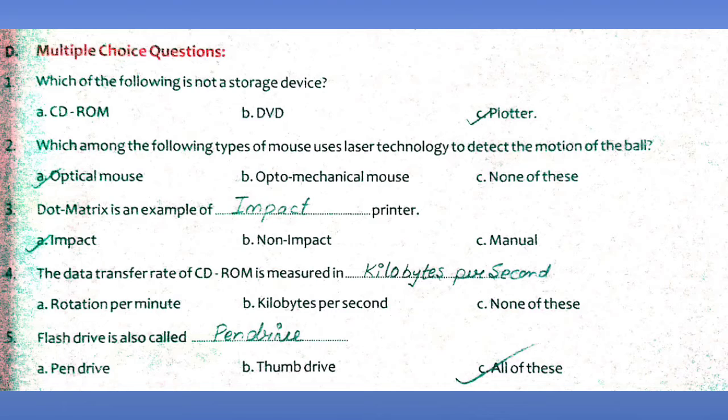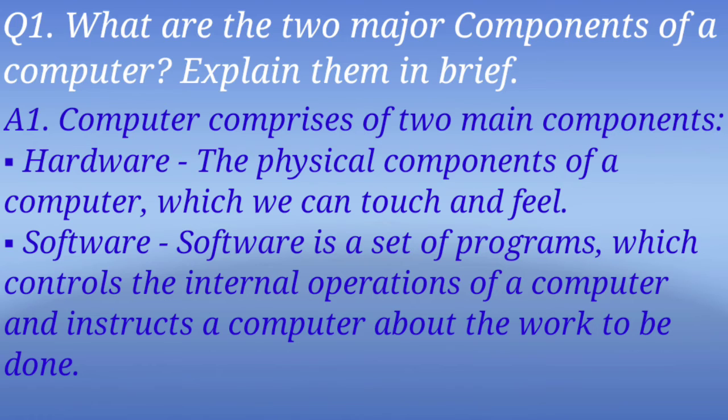Third is dot matrix printer is an example of dash printer. Answer is impact printer. Fourth is the data transfer rate of CD-ROM is measured in dash. Answer is kilobytes per second. Next is flash drive is also called dash. Answer is pen drive.